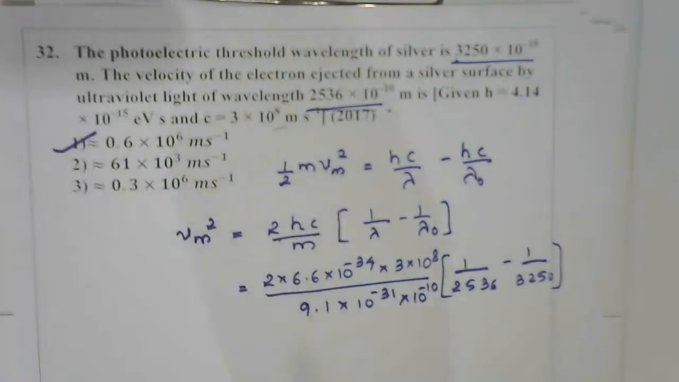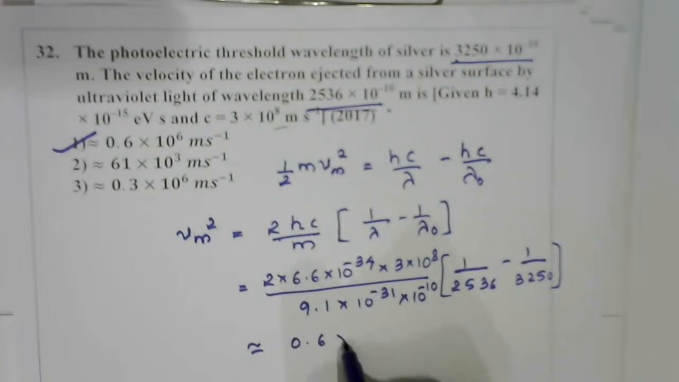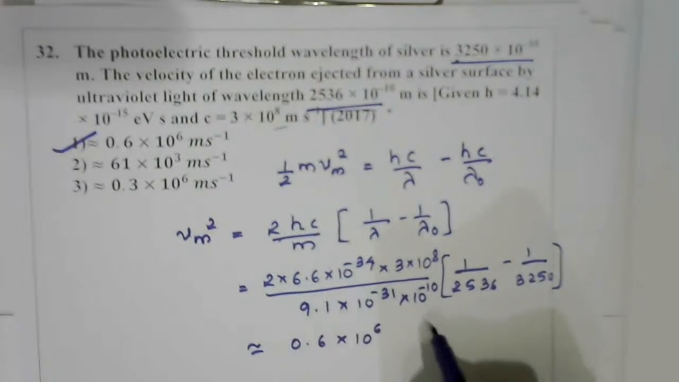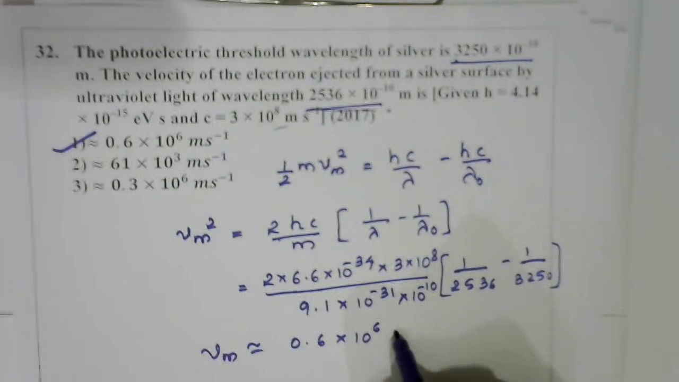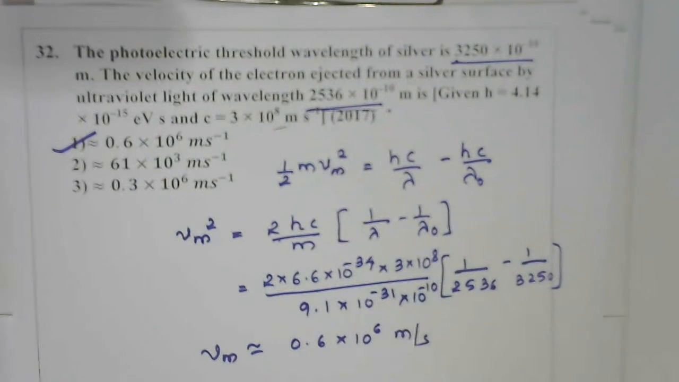So the option given is the first one. Okay, the 32nd is the first option. You are going to get nearly 0.6 into 10 to the power of 6 meters per second. Miss VM, I am saying it's a square root. Fine.